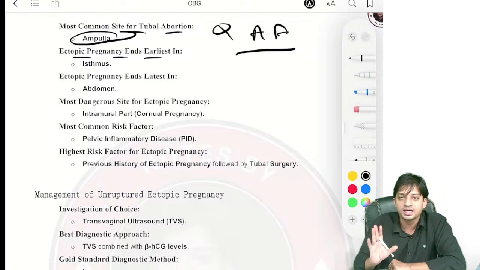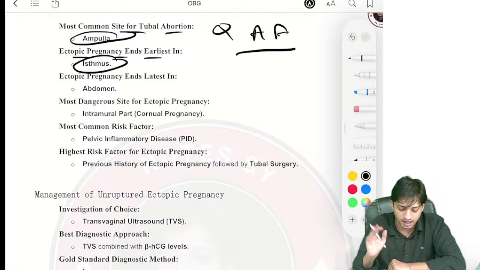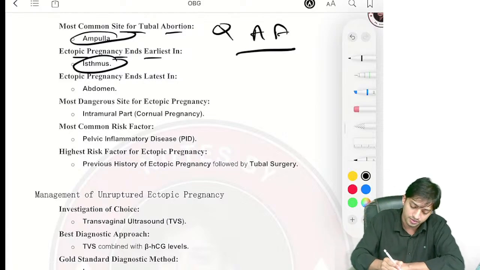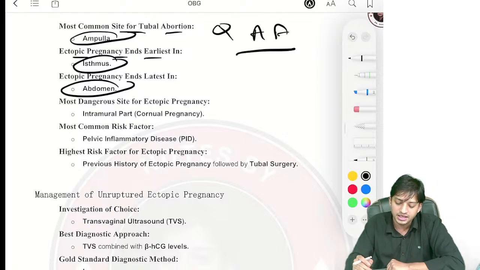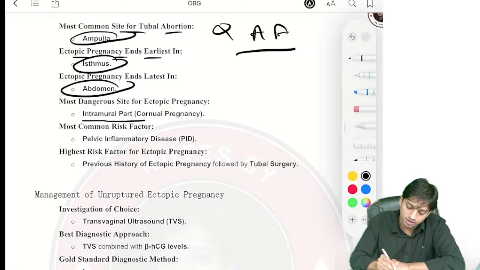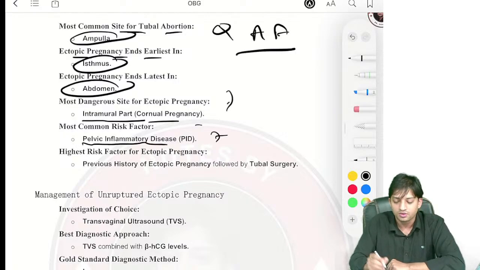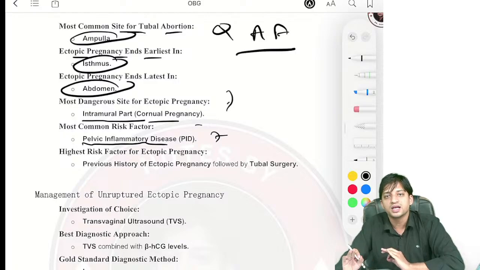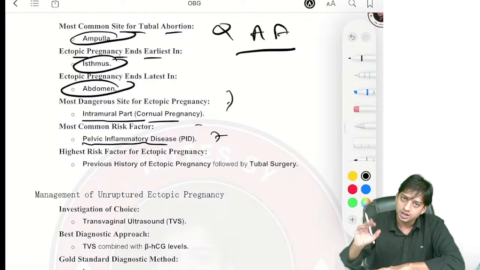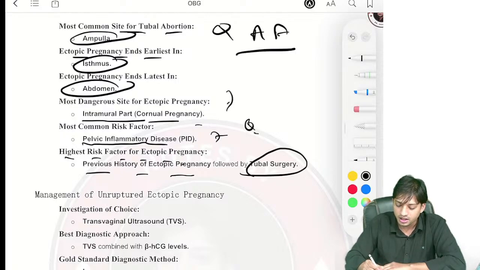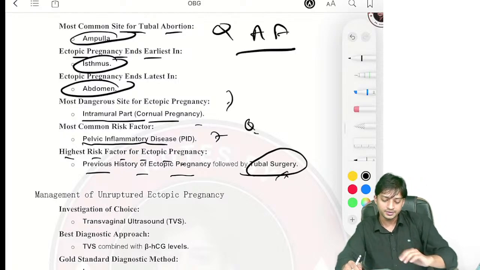Ectopic pregnancy ends earliest in isthmus. If it is in the isthmus, it will end earliest. Ectopic pregnancy ends last, latest, when will it last the longest? When it is abdominal, right? Now, most dangerous site for ectopic pregnancy is intramural part, or the cornual pregnancy. It is most dangerous. Most common risk factor, pelvic inflammatory disease. For the ectopic pregnancy, most common risk factor is pelvic inflammatory disease. This is also one of the important one-liner questions they have asked you. Highest risk factor for ectopic pregnancy is previous history of ectopic pregnancy followed by tubal surgery, right?